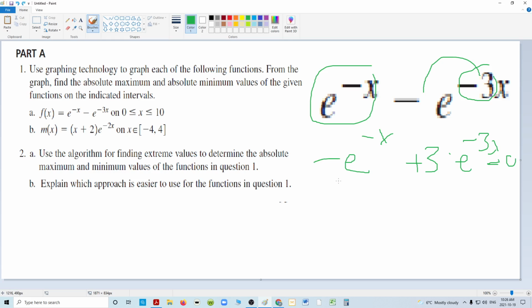Yeah, actually, yeah, there we go. That's what it did right there. If I take a minus 1 out of both of them, I get e, because that minus 1 is now multiplying that e. I get e to the negative x minus 3 e to the negative 3x, and that was my main problem, is equal to 0.